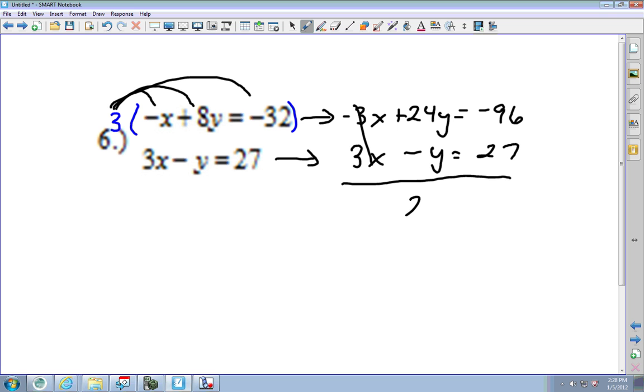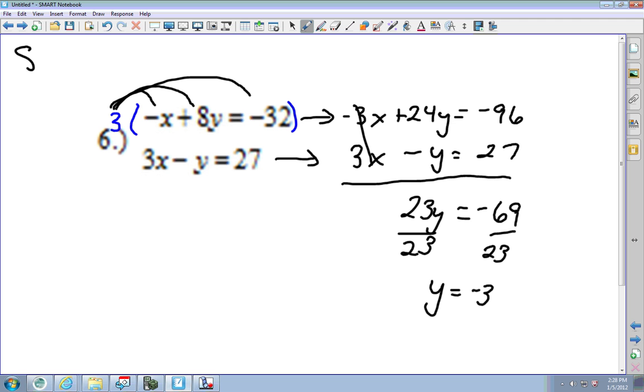24y minus 1y is 23y. And then here, negative 96 plus 27. Okay, well, when they're opposite signs, you subtract. You get negative 69. We're going to divide by 23. And my answer is y equals negative 3. So my solution, my y number, is negative 3.